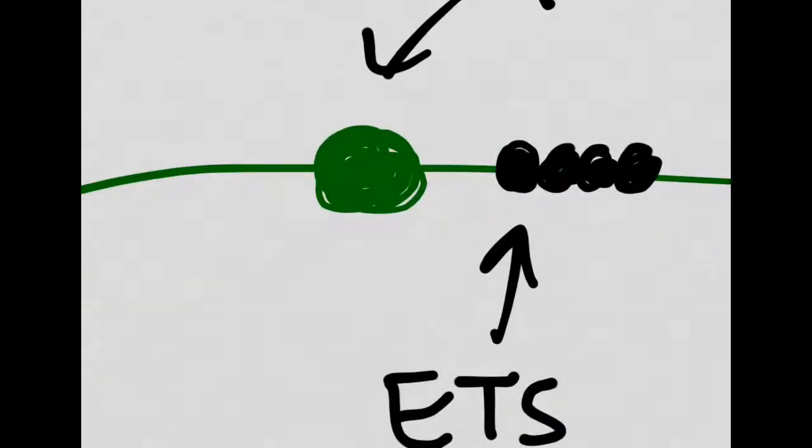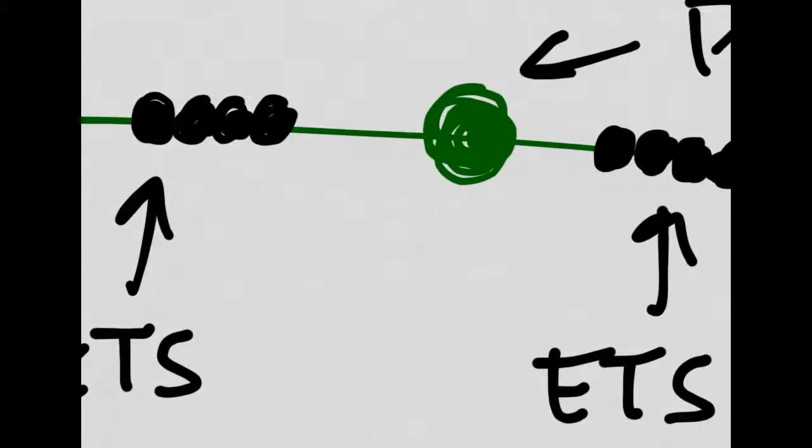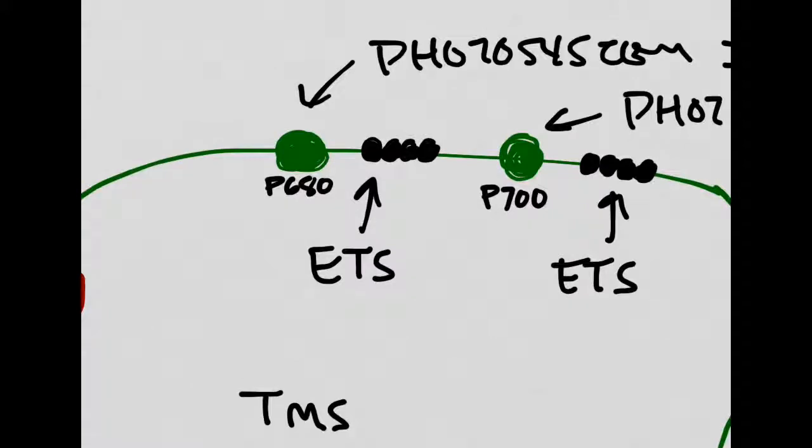And by the way, the name of the pigment that releases the electron at the bottom of the photosystem, in other words, in the case of photosystem 2, it's P680. Hey, that's a familiar thing. And in the case of photosystem 1, it's called P700. P standing for pigment. And in fact, P680 and P700 are chlorophylls. Chlorophyll is a type of pigment.